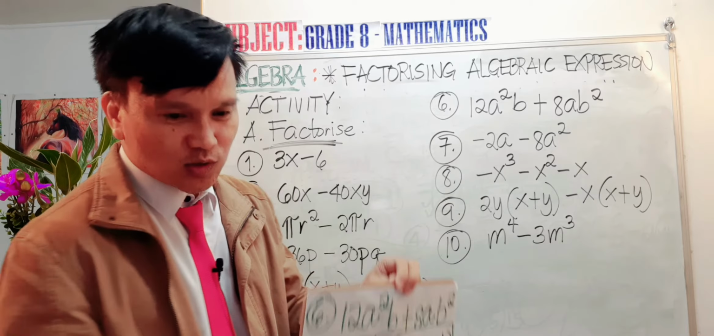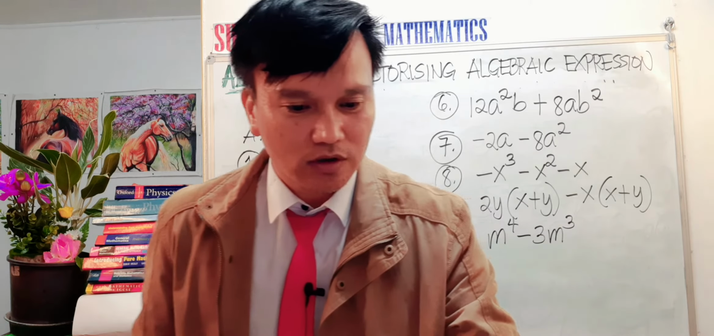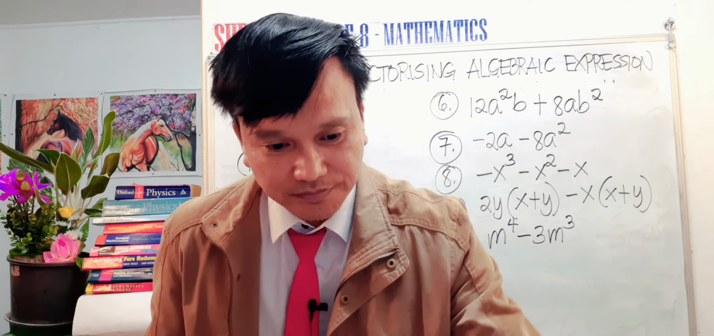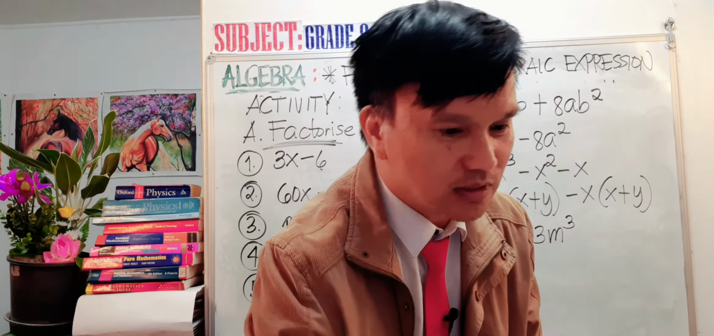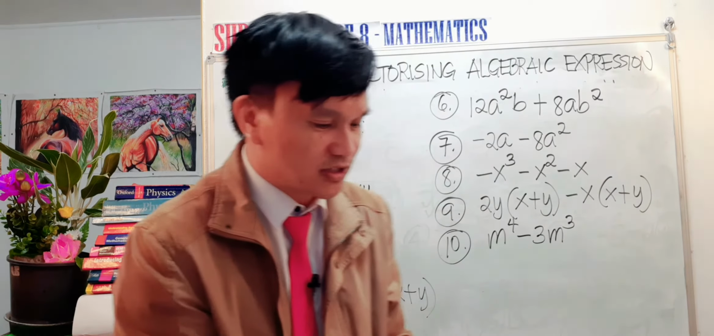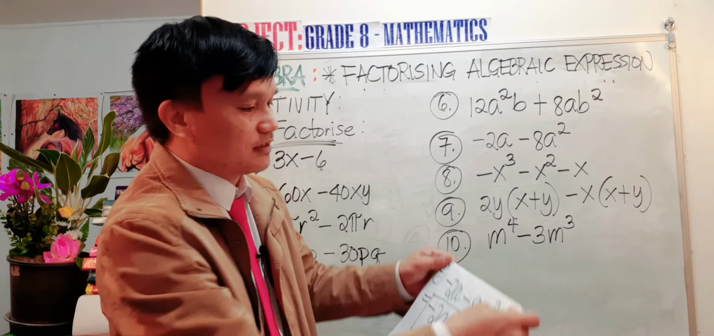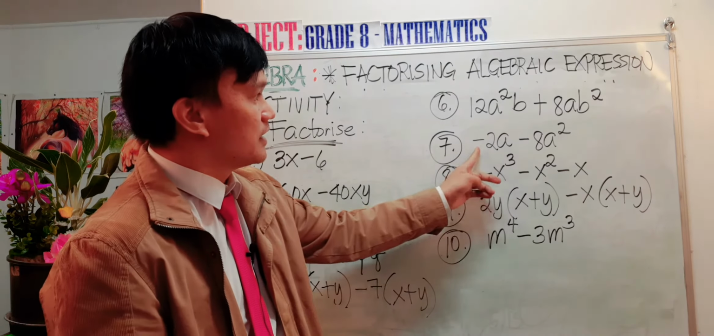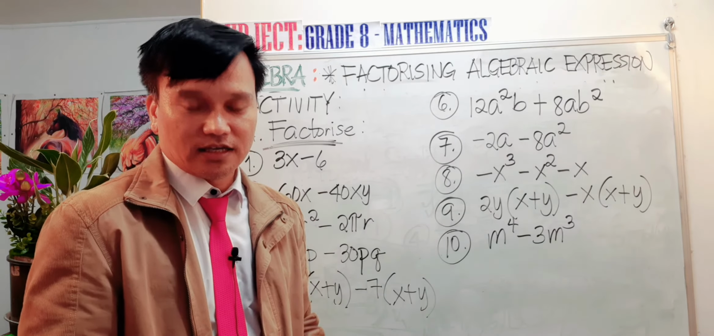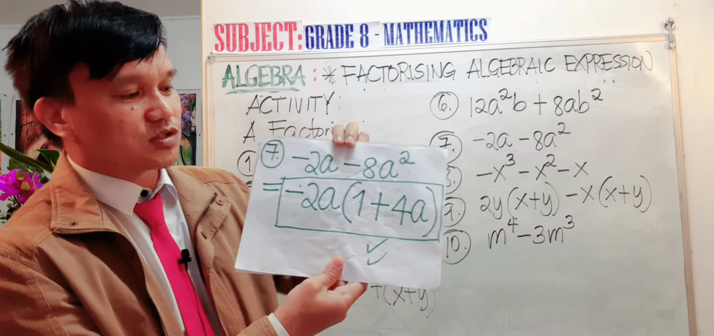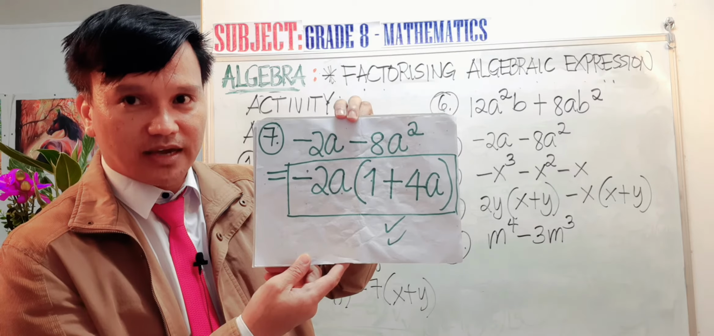Next one is our question number 7. Question number 7 is negative 2a minus 8a squared. Negative 2a minus 8a squared. So this is now my answer.